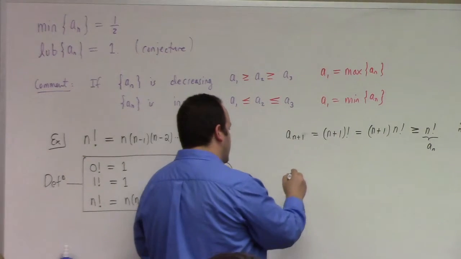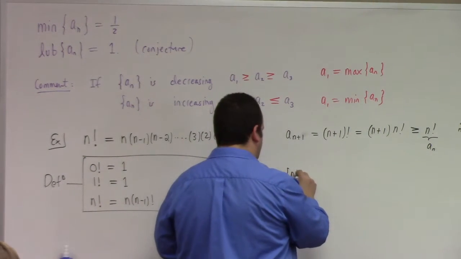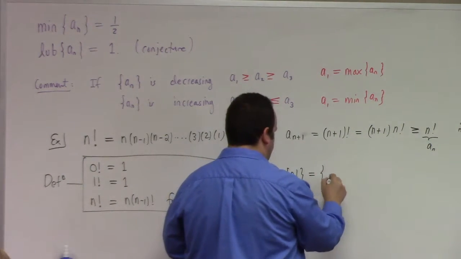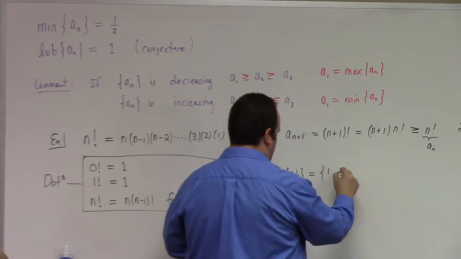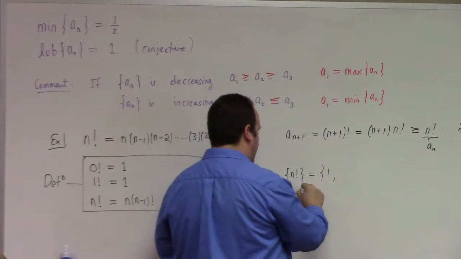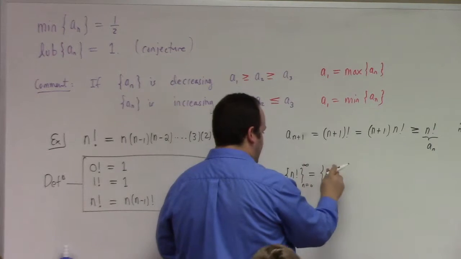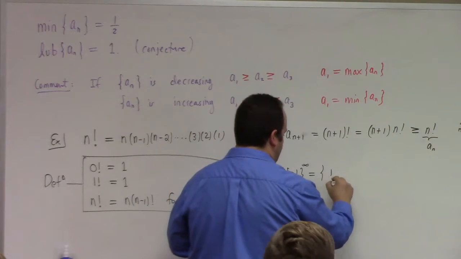So if you look at this sequence, what's it going to look like? It's 1, and I'm starting from n equals 0 to infinity. Sometimes we start sequences at 0.